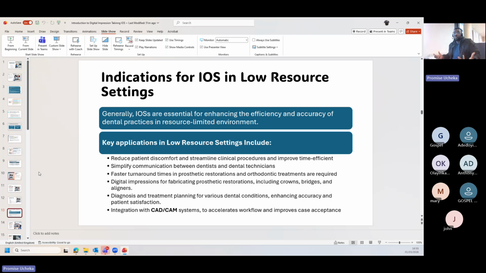Now, this is generally, but again, when do you use intraoral scanners in a low resource setting? In a setting where money is limited, and patients are not always wealthy enough to pay large amounts of money, again, the indications are similar to what you would do generally, even in a more resourced setting. So generally, intraoral scanners in low resource settings are essential to enhance the efficiency and accuracy of dental practices.